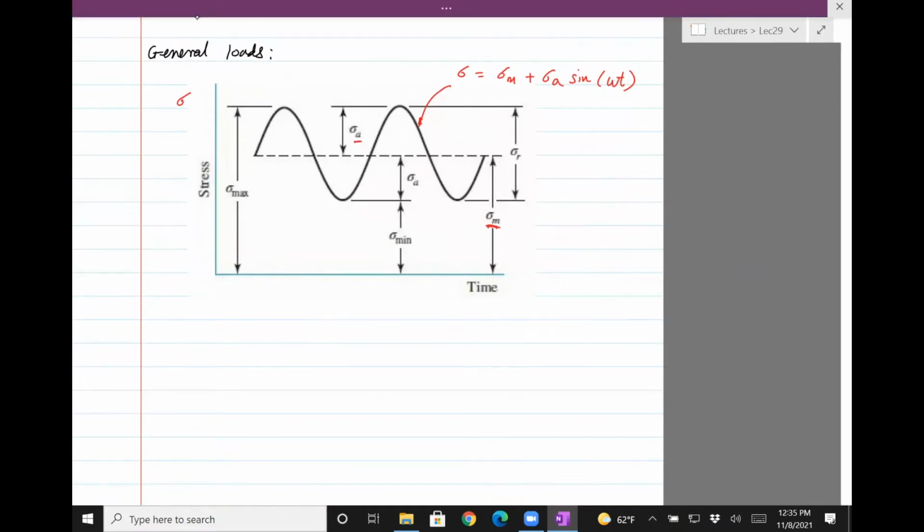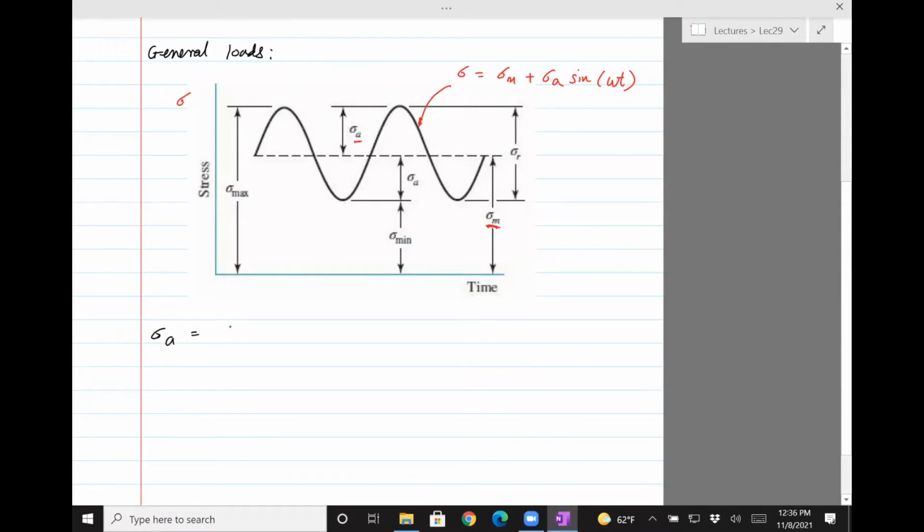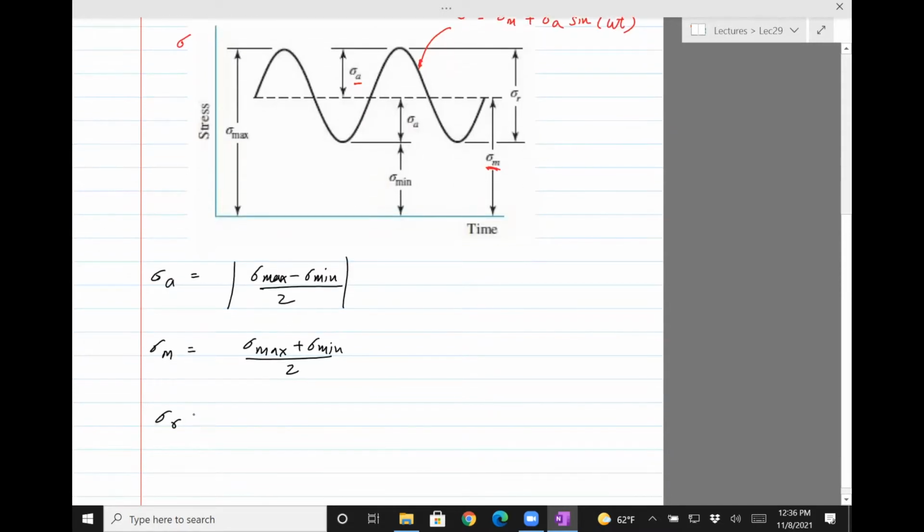Now, a few definitions here. Sigma a is the absolute value of sigma max minus sigma min divided by 2, which basically implies the amplitude. Sigma m is the mean, as you can see. It's the average of the max and min. And then sigma r, which is here, is the range. It's going to be twice sigma a. It's kind of obvious from the figure.